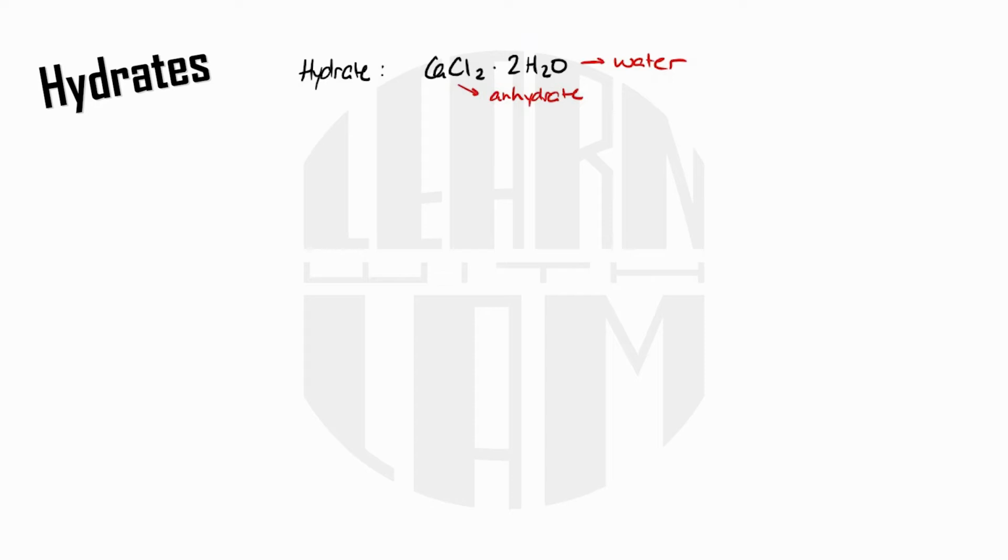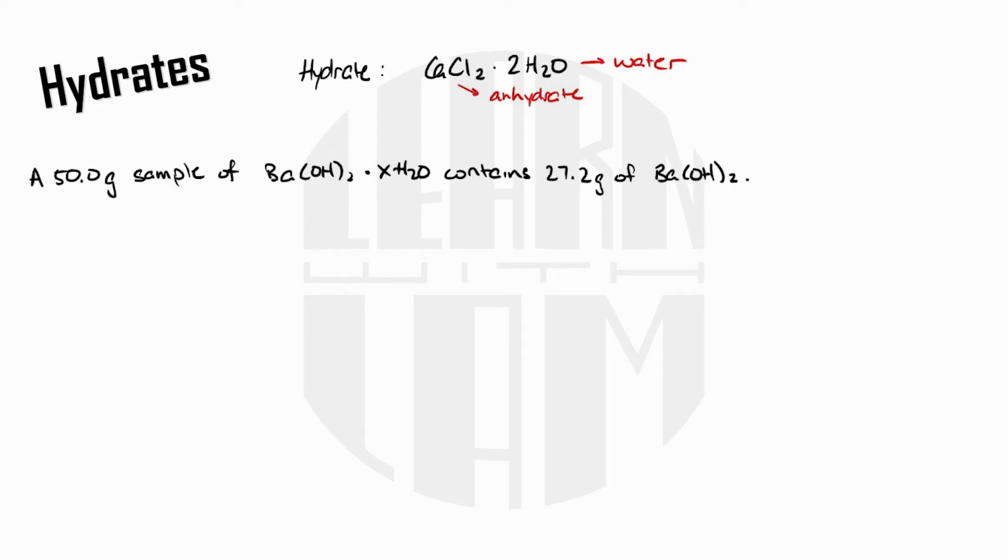Alright, let's jump into a sample problem here. A 50.0 gram sample of barium hydroxide X hydrate contains 27.2 grams of barium hydroxide. What is the value of X? So basically we're looking for the number of moles of water per mole of barium hydroxide.